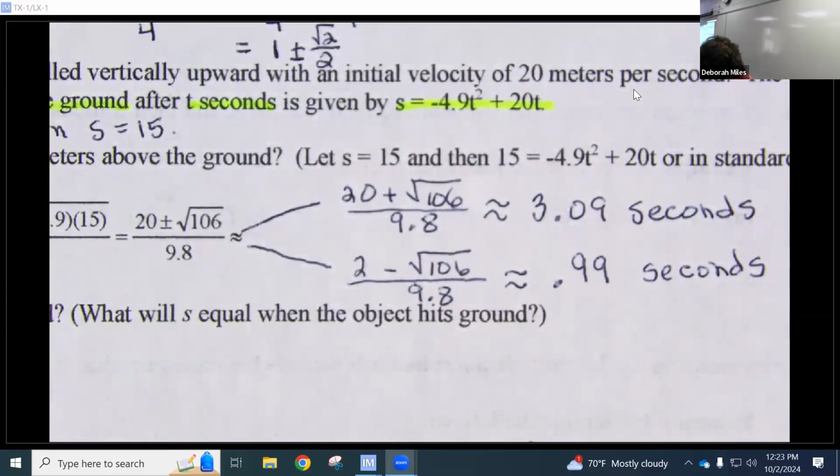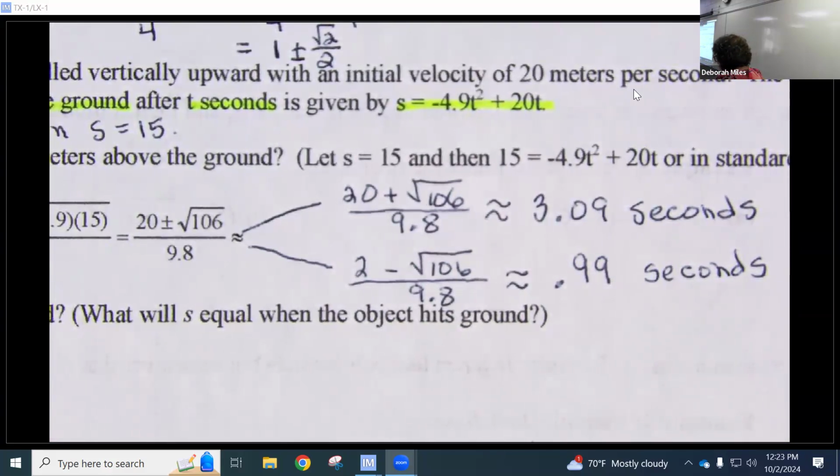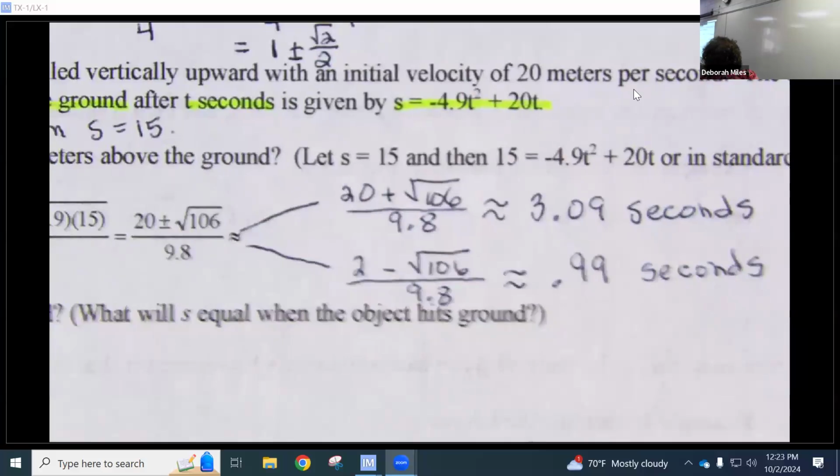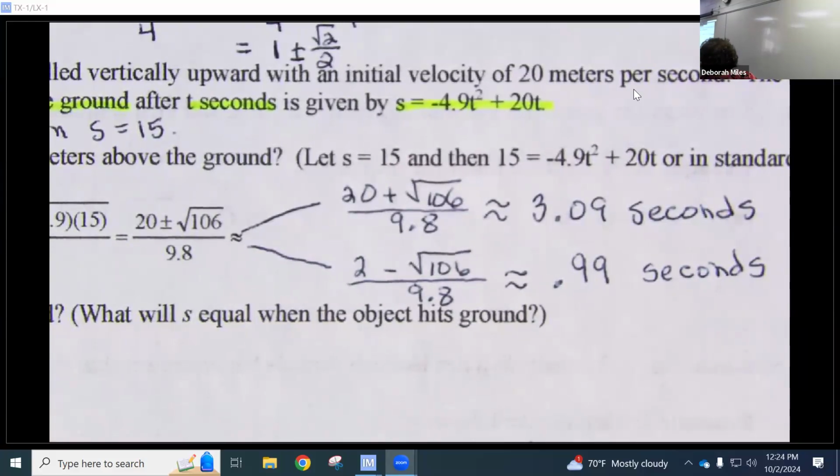Now, how does this problem have 2 answers? How are we getting 2 times that the ball or the object is 15 meters above the ground? How can there be 2 times that it's going to be 15 meters above the ground? Can you draw in the air the path? If you toss the ball up in the air, draw in the air the path that the ball would take.